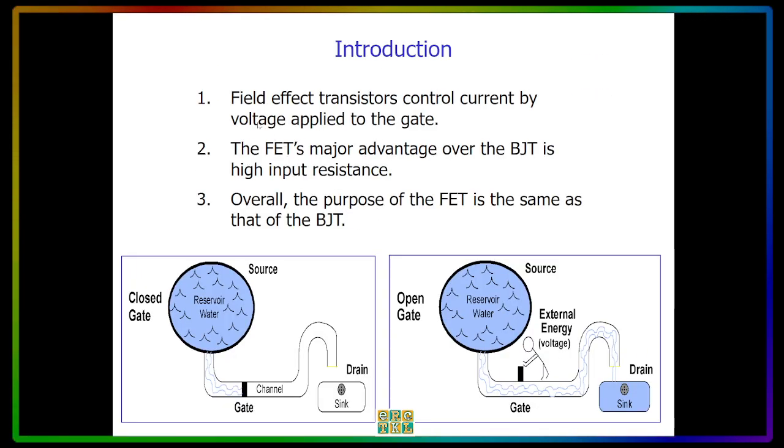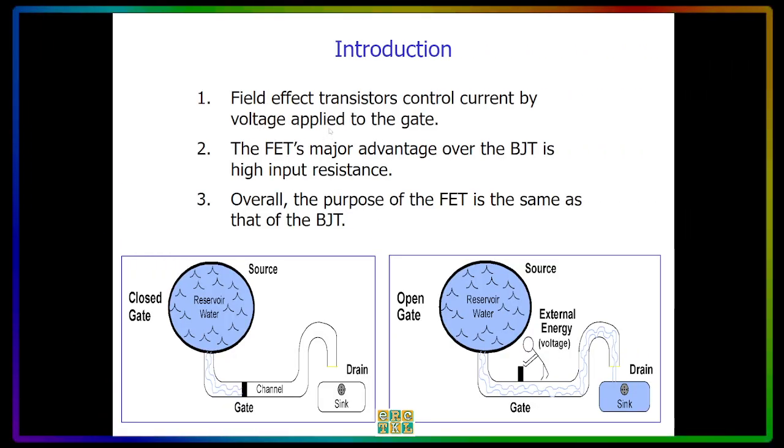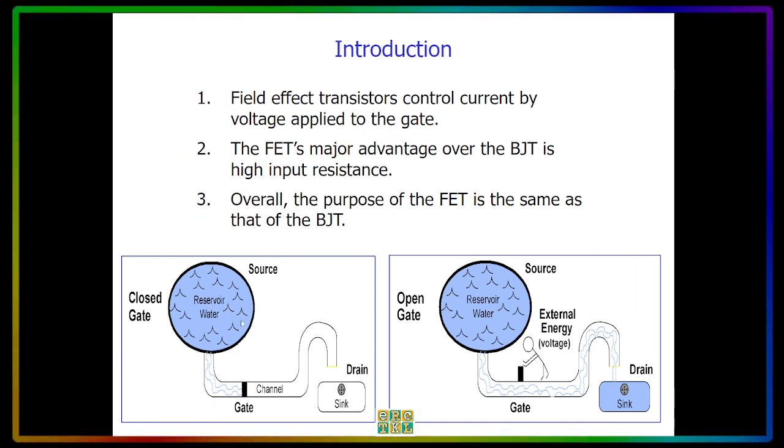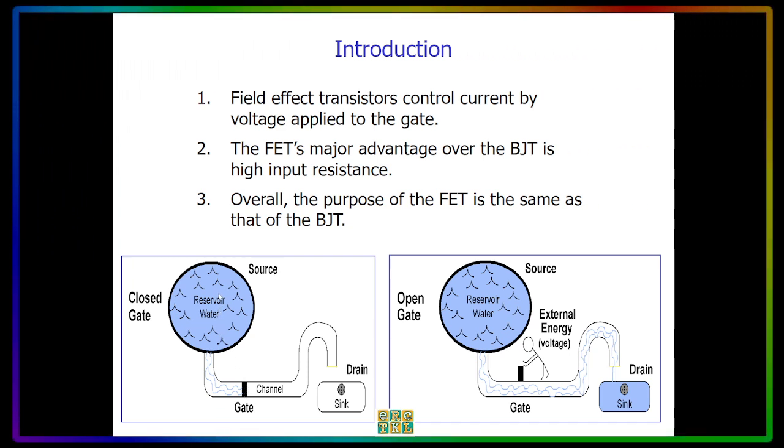Now, for the introduction here, you will see that the field effect transistors can control the current by the voltage applied to the gate. So if you look at the figure here, it's like a reservoir of water, which has a closed gate. Because of this, the source, which is the water from this reservoir, will not be flowing through our channel and going to the drain.